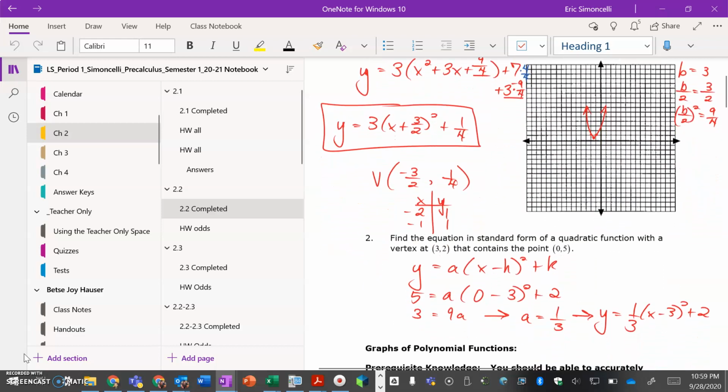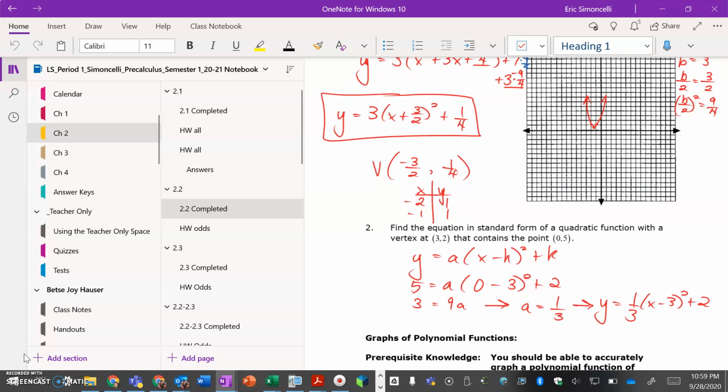Number 2, this is another question that I would like you to solve on your own. Number 2 says, find the equation in standard form of a quadratic function with the vertex at 3, 2 that contains the point 0, 5. So again, keep in mind the language standard form versus vertex form.